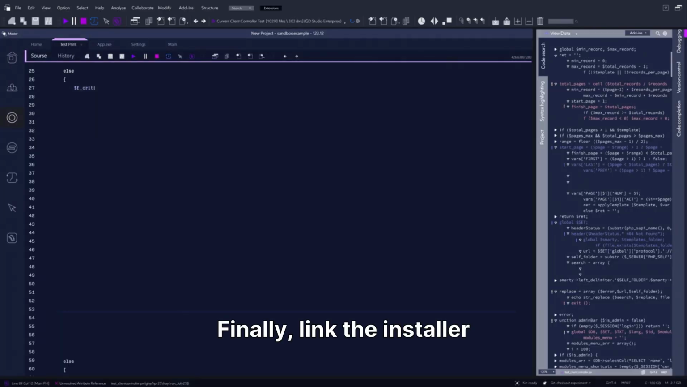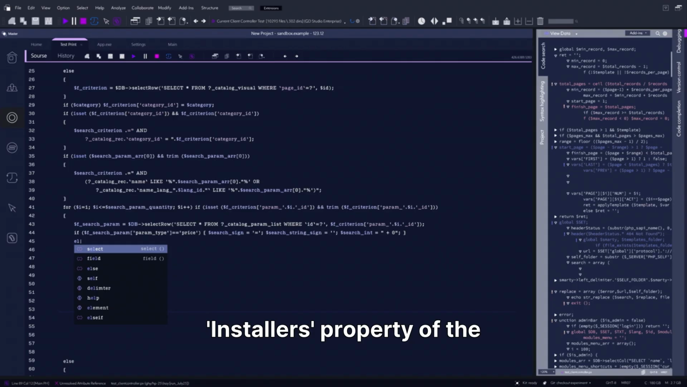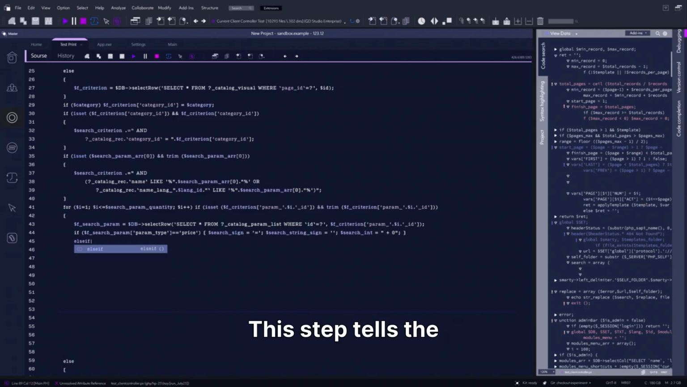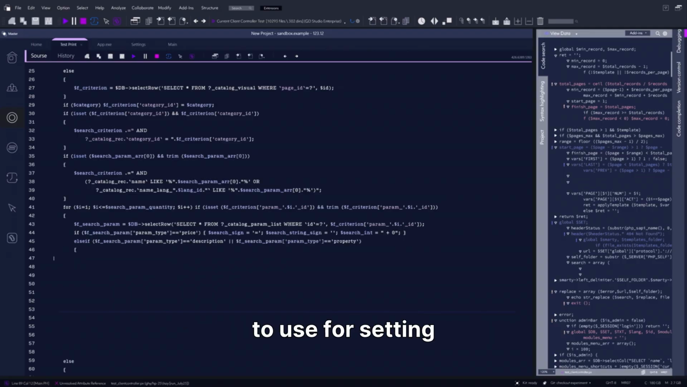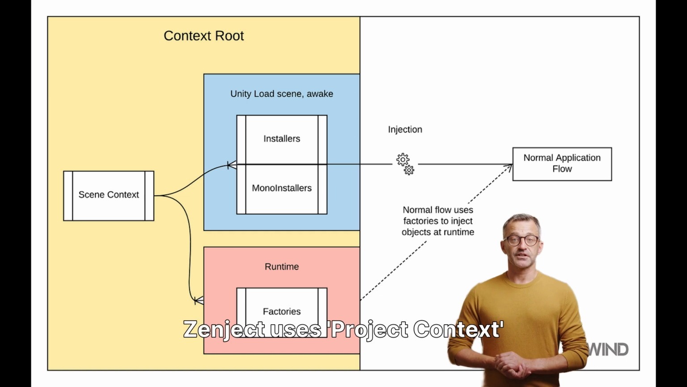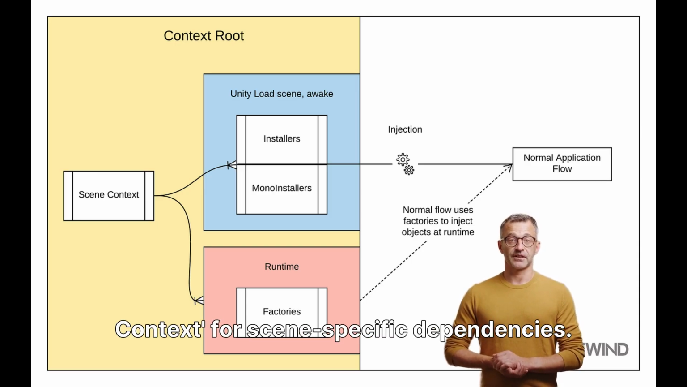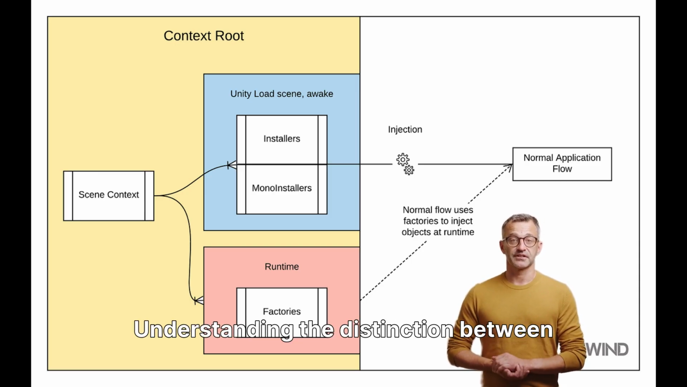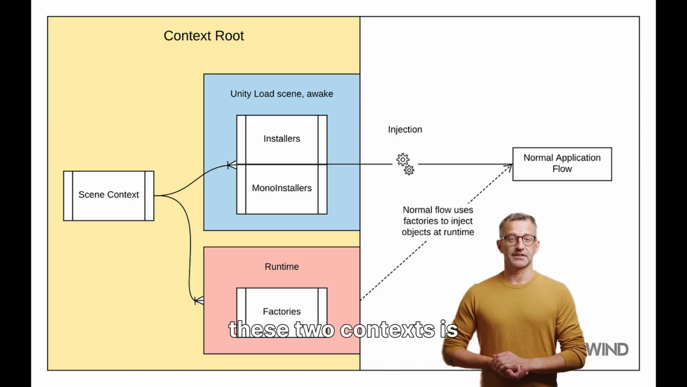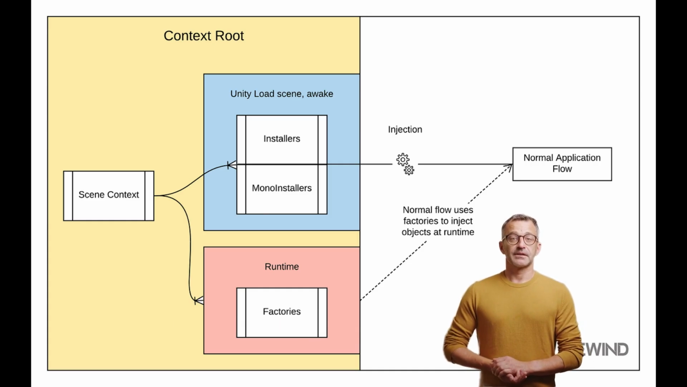Finally, link the installer to the scene context by dragging it from the hierarchy into the installer's property of the scene context game object. This step tells the scene context which installer to use for setting up dependencies in that particular scene. Zinject uses project context for dependencies that persist across scenes and scene context for scene-specific dependencies. Understanding the distinction between these two contexts is vital for managing global versus local dependencies effectively.